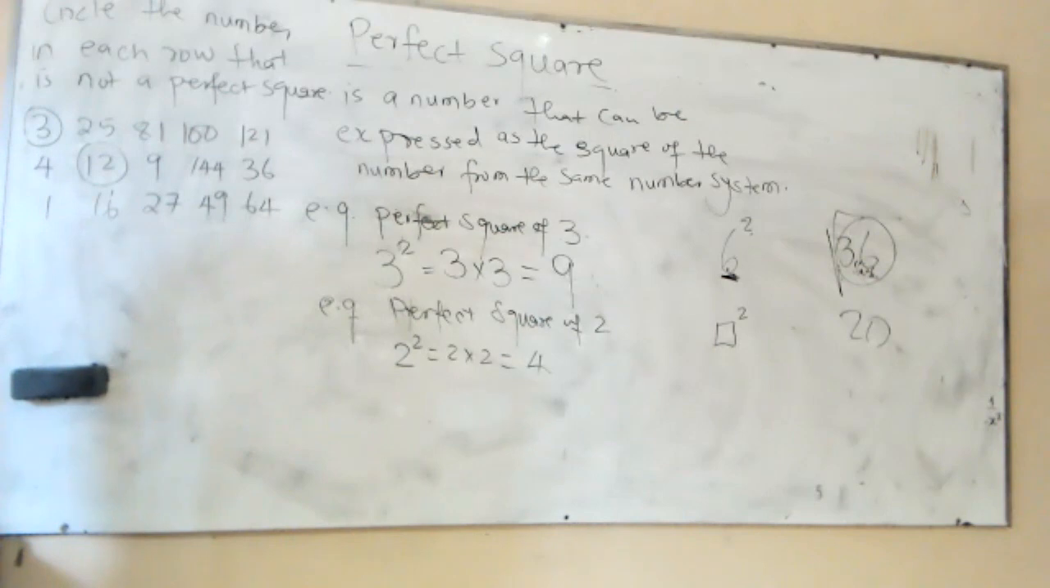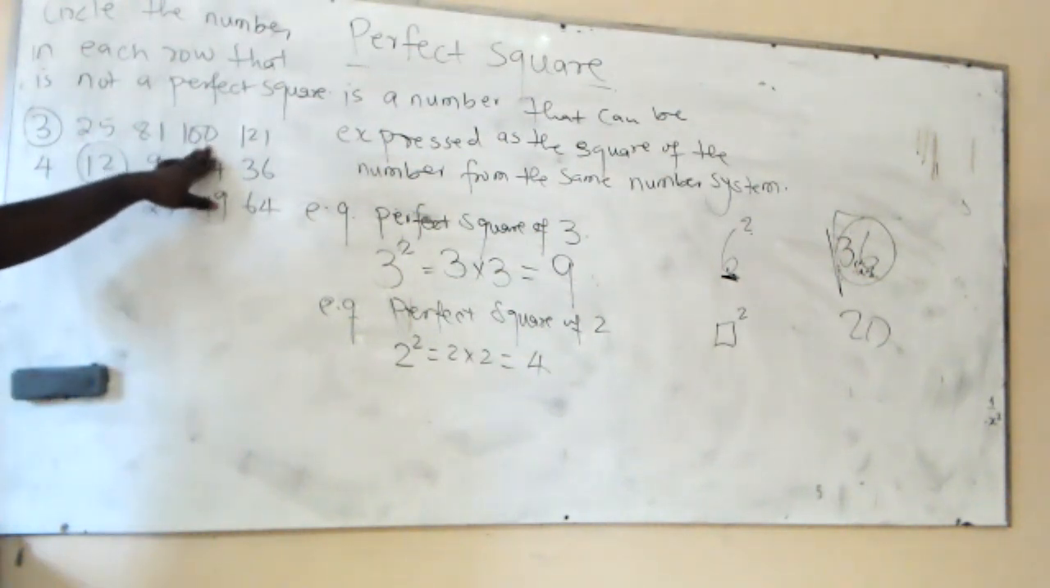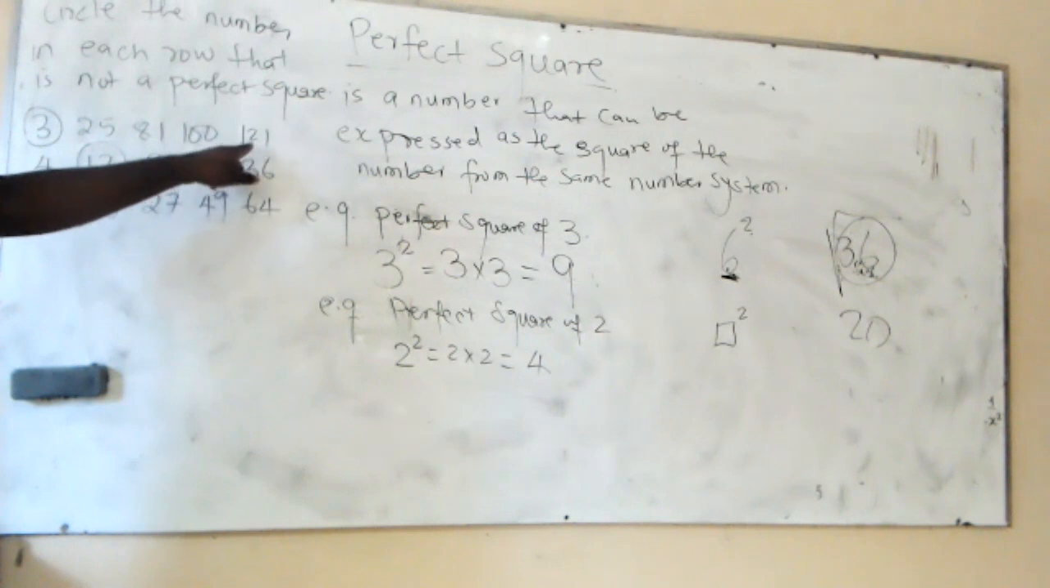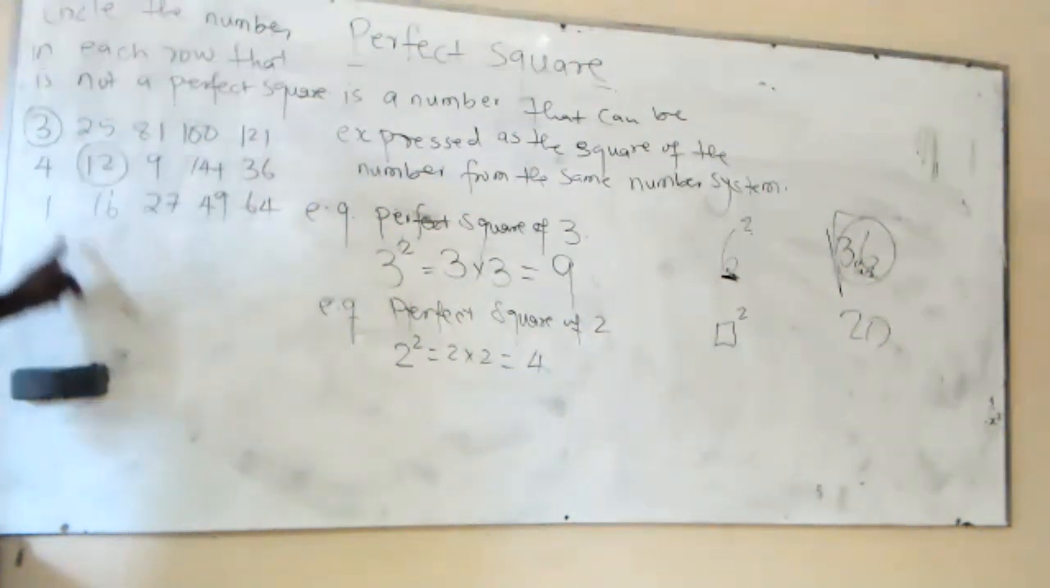The root of 81 is 9, which doesn't even have a comma. Even 100, you're going to get 10. 121, you're going to get 11. The root of 4, you are going to get 2.